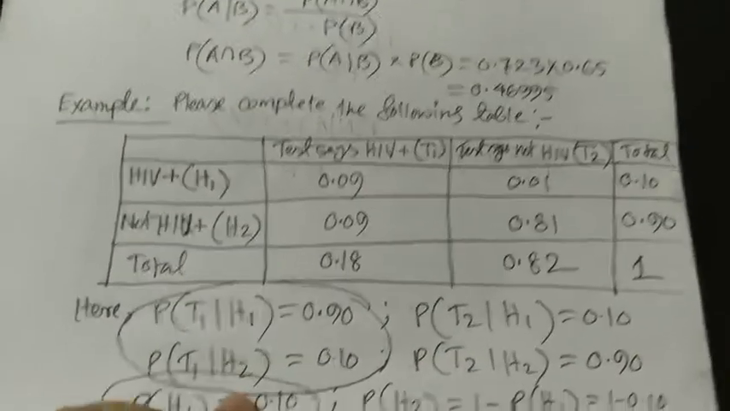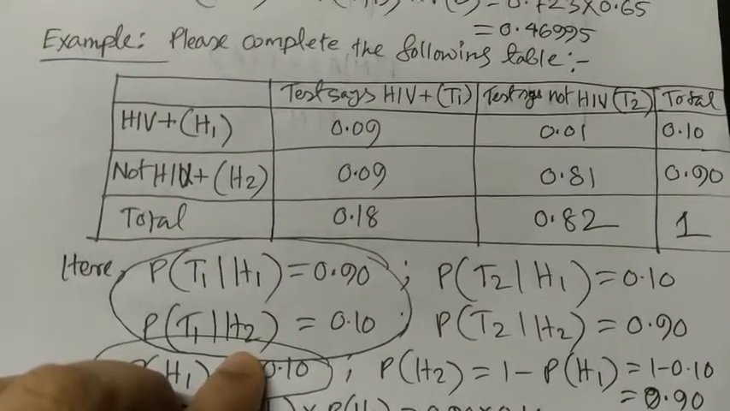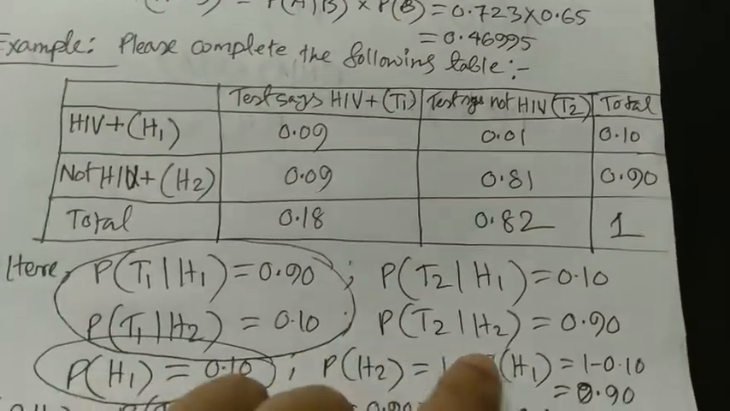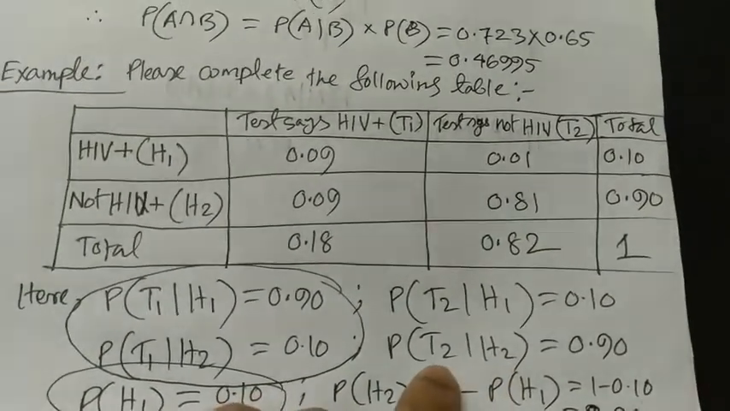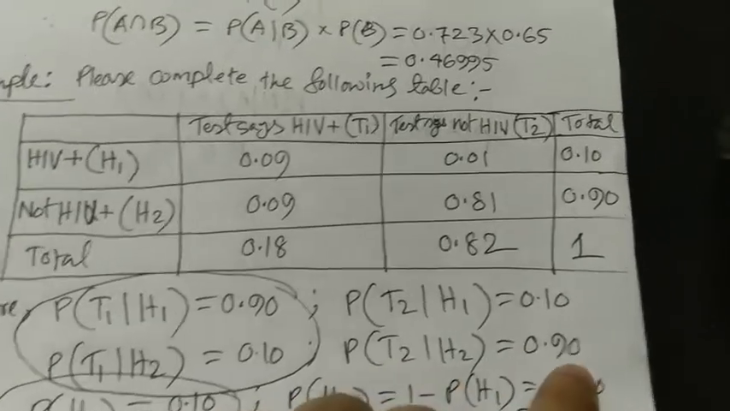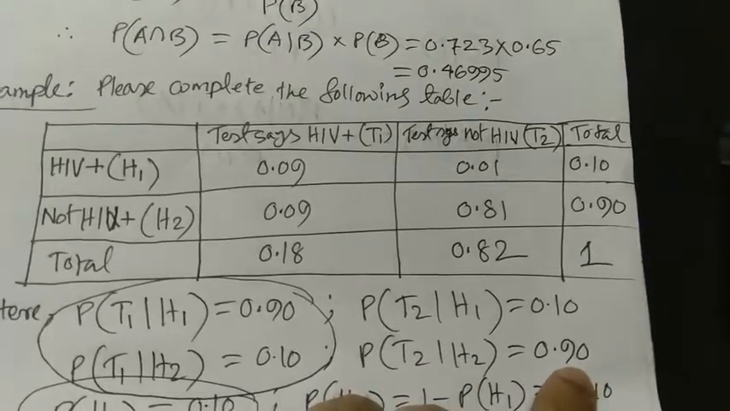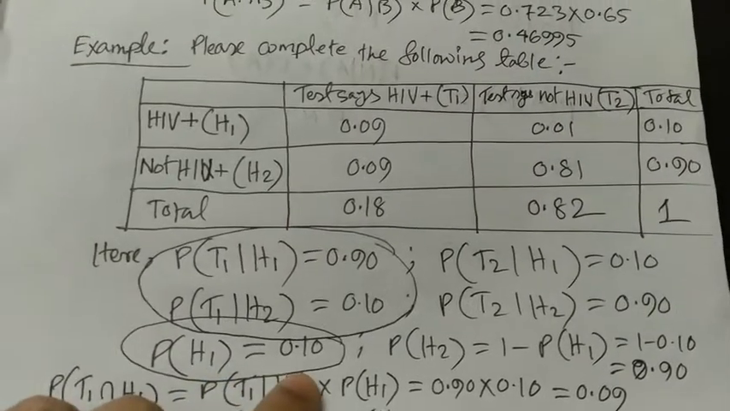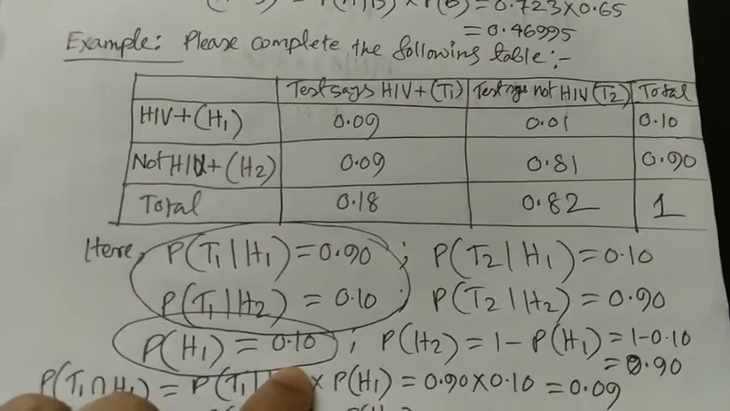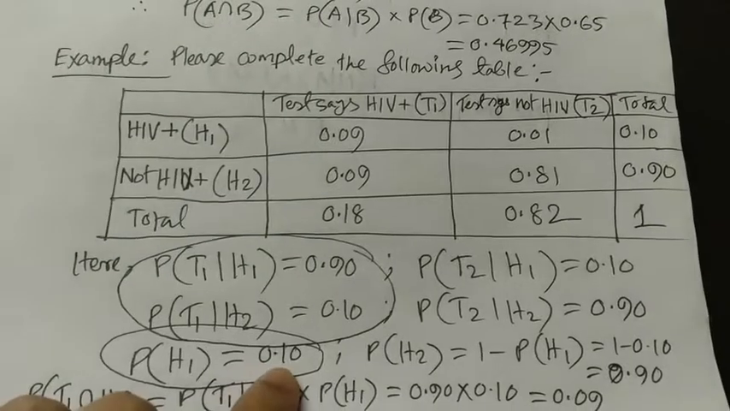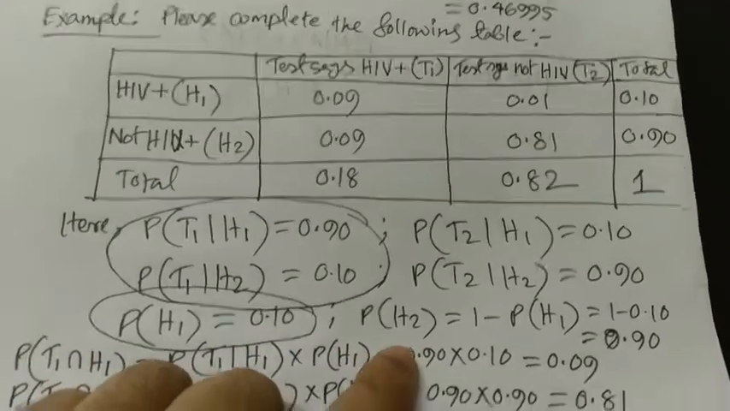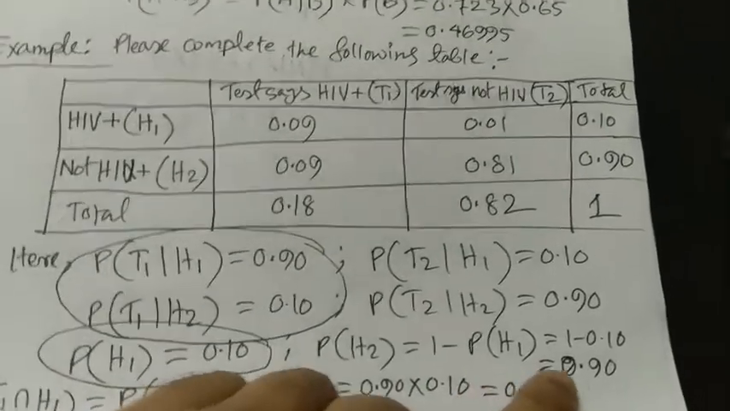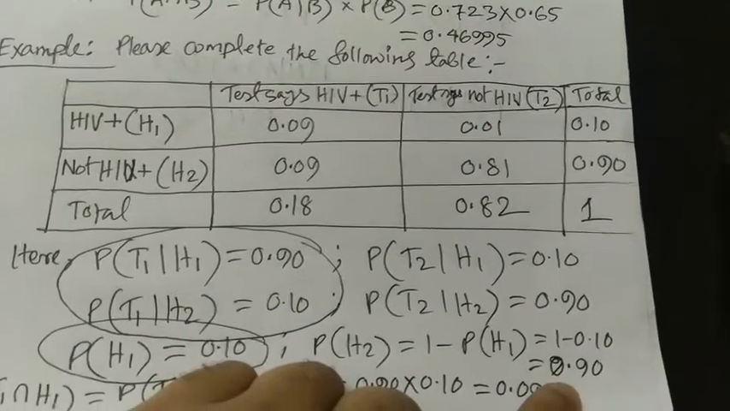So again, out of H2, probability of T1 is 0.10. So again, out of H2, probability of T2 should be 0.90 because total probability is 1, right? Probability of H1 is equal to 0.10. So obviously, if the probability of H1 is 0.10, then probability of H2 should be 1 minus probability of H1, that means 1 minus 0.10, that is 0.90.